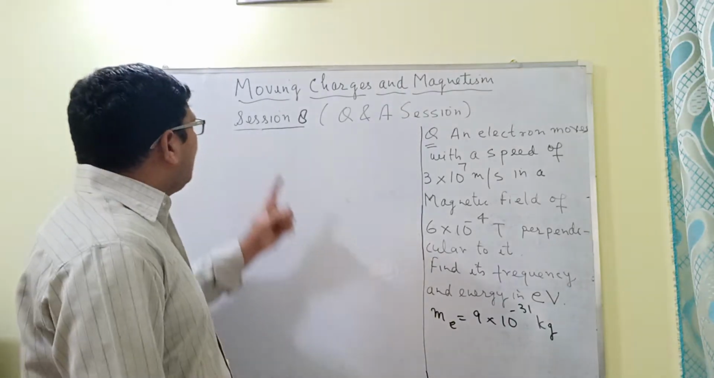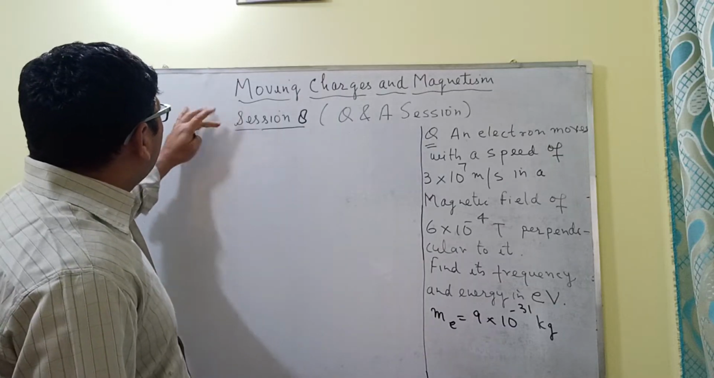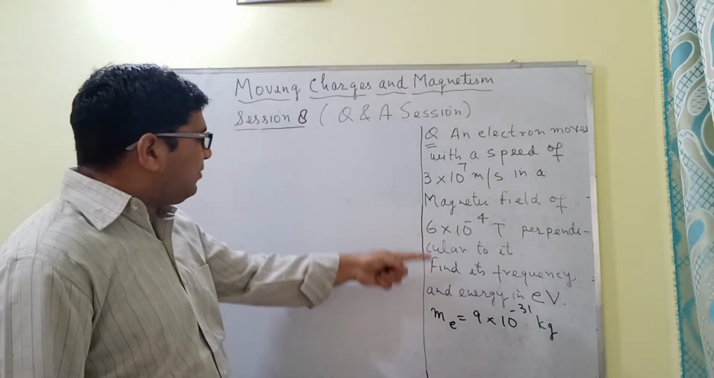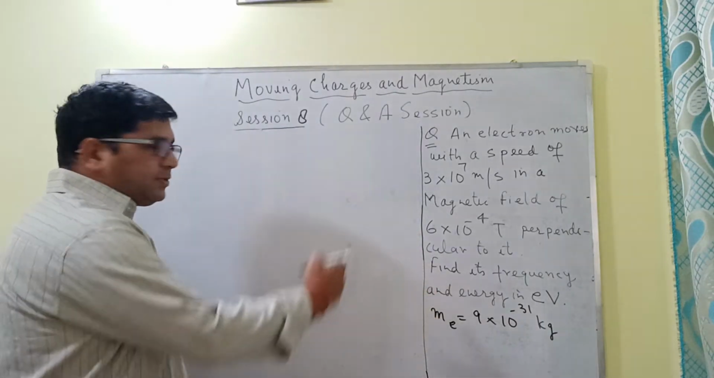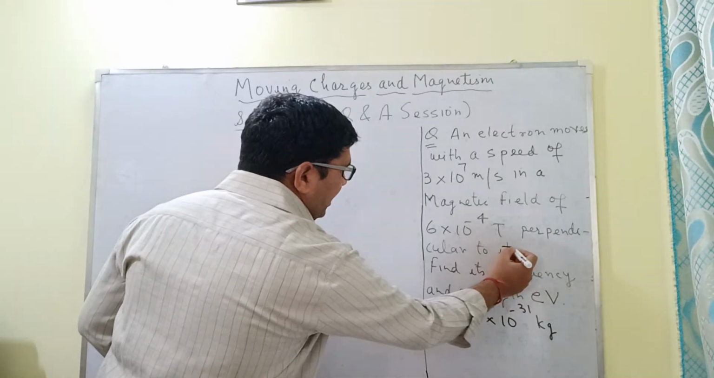Welcome back, students. This is session number 8 from the chapter of moving charges and magnetism, and this is the Q&A session in which I have taken one question from the NCERT book. This question is available in the NCERT book, and you can access it.